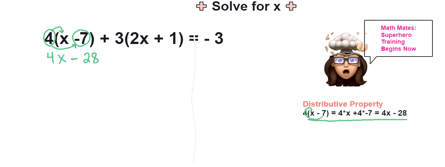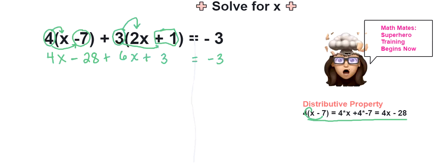Now we've got a plus here. I need to distribute the 3 throughout this set of parentheses. So I'm going to take 3 times 2x, which is 6x. And then I'm going to take 3 times this positive 1. A positive times a positive is a positive. 3 times 1 is 3. There you go.